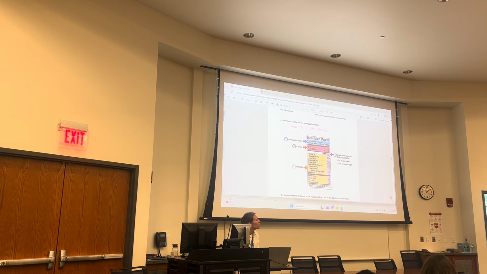About reading food labels, so that's an easy thing that we can help our patients with. And then it asks how many calories are in 3 servings of this. It says amount per serving is 280. 280 times 3 would be 840.